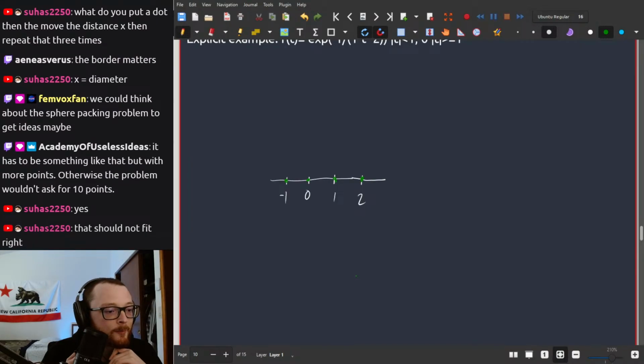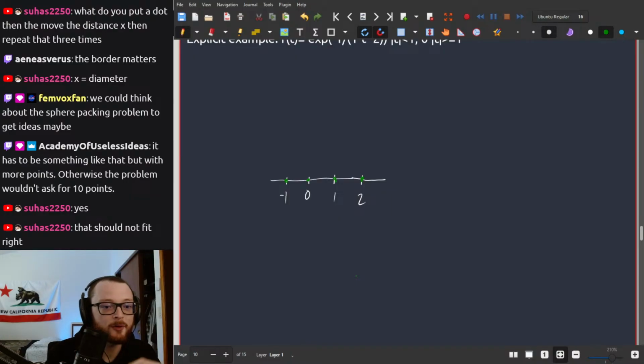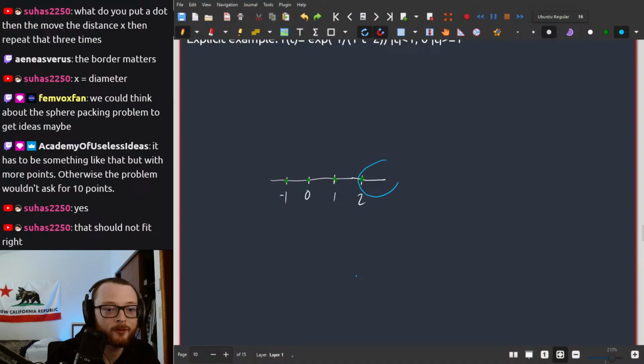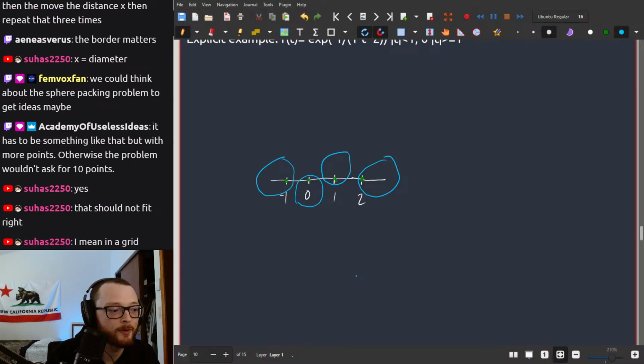Think about the sphere packing problem to get ideas, maybe, yeah. So I'm not sure if it should. I mean, well, no, because you could definitely do, you don't have to be centered. It is the thing. You could do this, I think, or something like that.